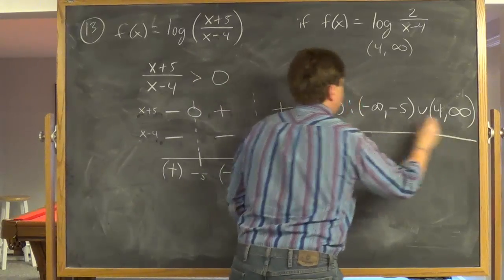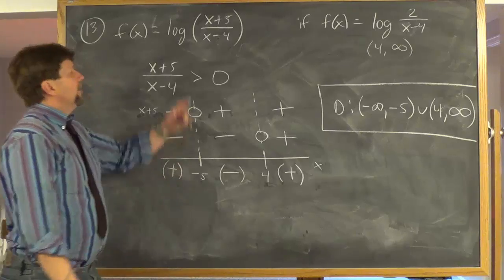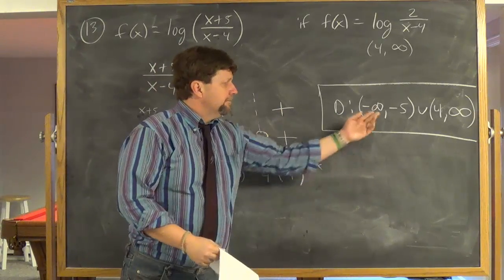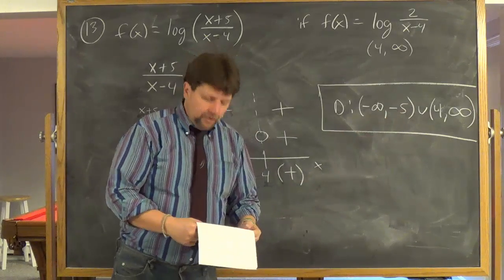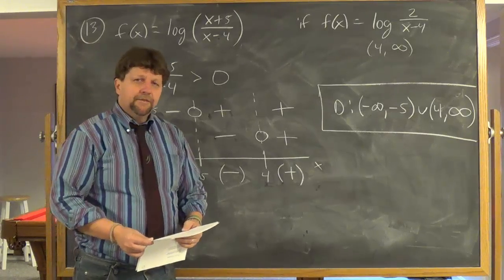So that is the answer to number 13. The domain of this logarithmic function is negative infinity to negative 5, union with 4 to infinity. That's it for number 13.